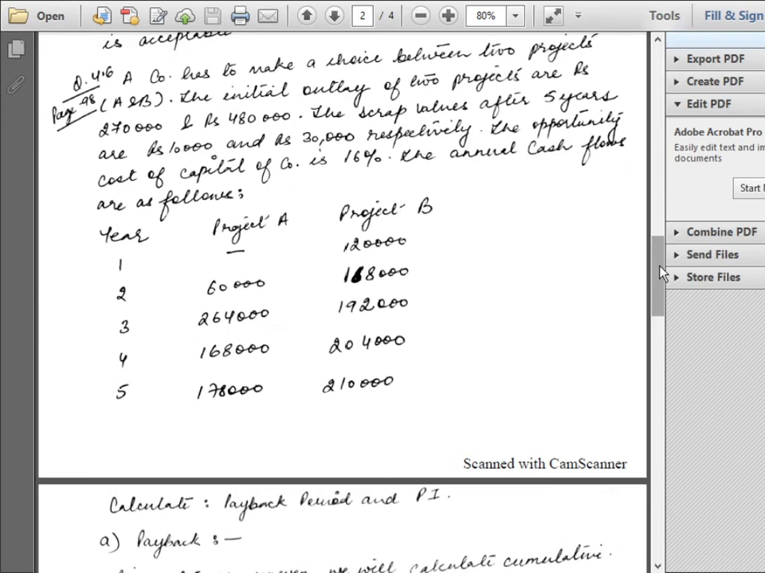Just turn to page number 98. Now this question is an exercise question from the textbook itself. On page number 98, this question is question number 4.6. If you have turned to page 98, you can just have a look at the question.